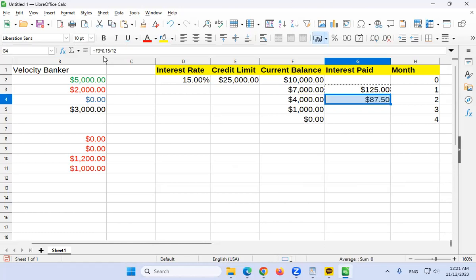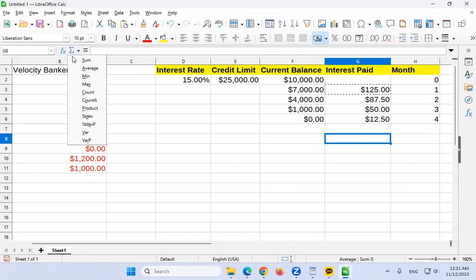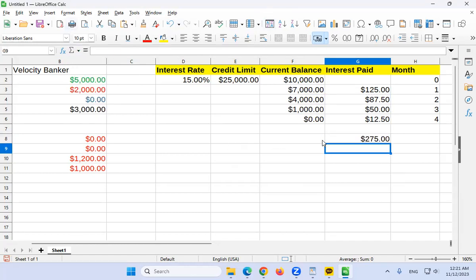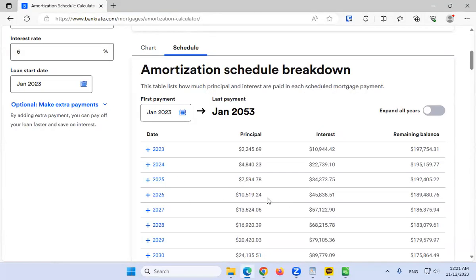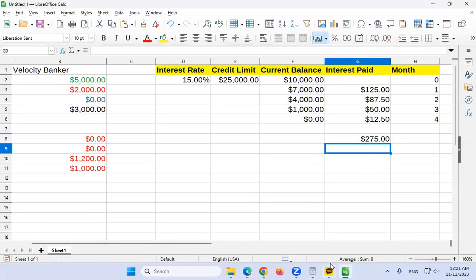All right. So now let's go ahead and add this up and see how much interest we pay. And so in order to pay off $10,000, all we did is pay $275 in interest, right? So instead of paying the 45 grand in 4 years, we paid, right? We paid $275 in 4 months.